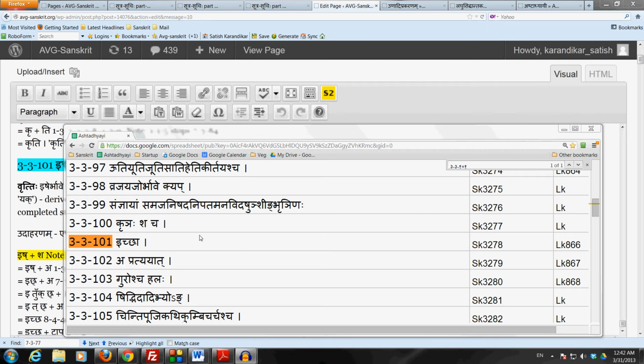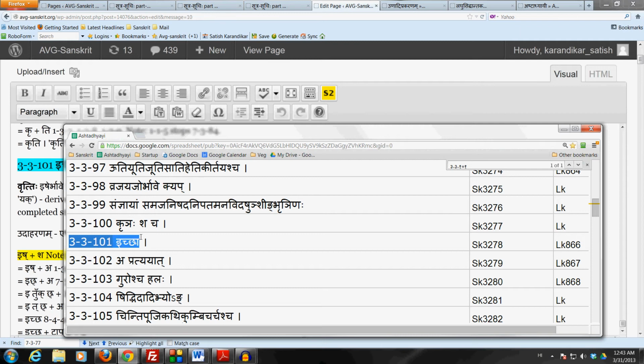Let us now take a sutram by which Panini derives only one single word. The sutram is 3.3.101, which reads ichha. This is a ready-made form given by Panini, what's called nipatanam. Nipatanam means Panini does not give the derivational steps, he just gives the final form because it is economical to do so. Giving the intermediate steps would take more effort and doesn't serve any extra purpose.